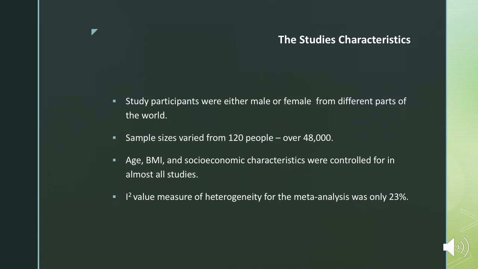So for the study characteristics, study participants were either male or female from different parts of the world. Sample sizes varied from 120 people to over 48,000. Age, BMI, and socioeconomic characteristics were controlled for in almost all the studies. Age is a very important confounder as it plays a big role in fertility and reproduction. And socioeconomic characteristics are also important because social determinants of health are included in that category. The I2 value, a measure of heterogeneity for the meta-analysis, was only 23%, which was not important.